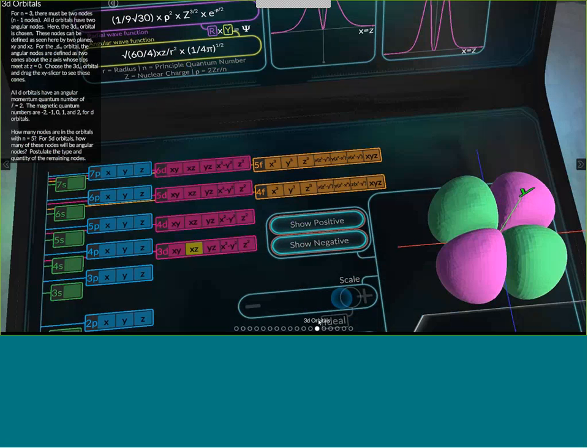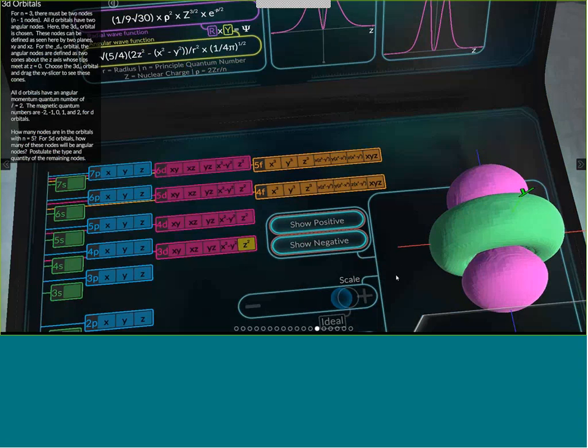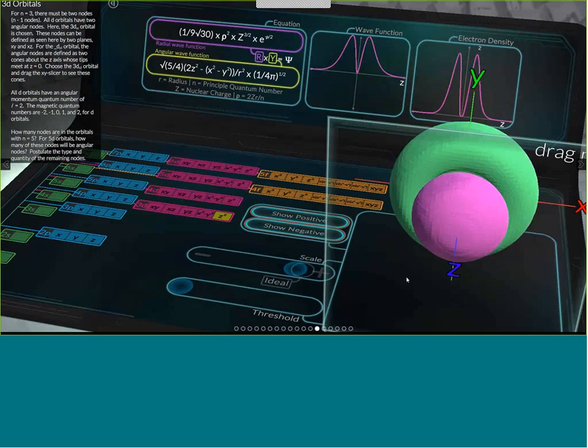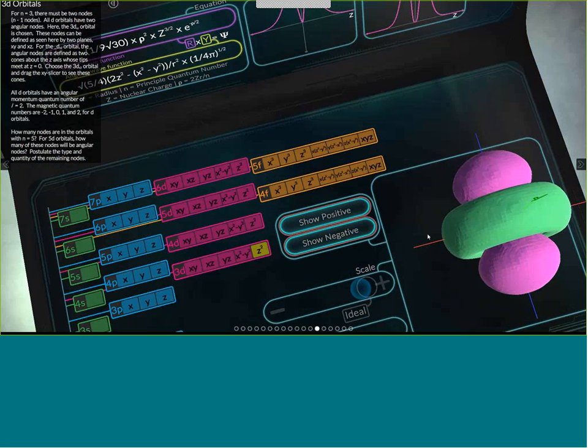Finally, as freshmen, they also see the depiction of d and f orbitals. D orbitals have 2 non-radial nodes. Here we see those as 2 planes. We can also see that as 2 cones, so we get this donut structure around the 2 lobes there as 2 conal nodes.